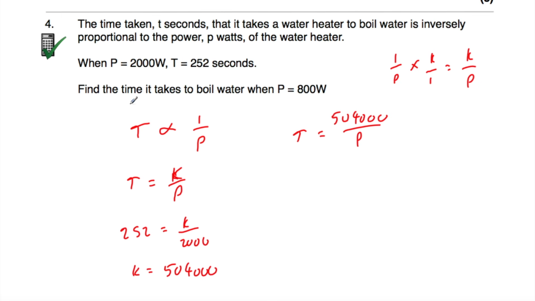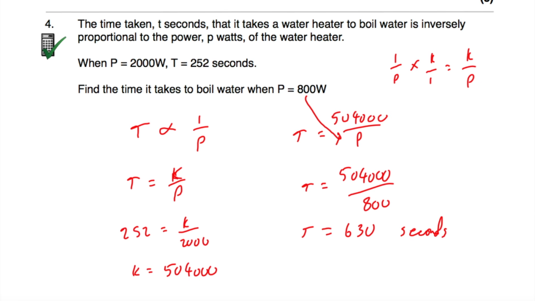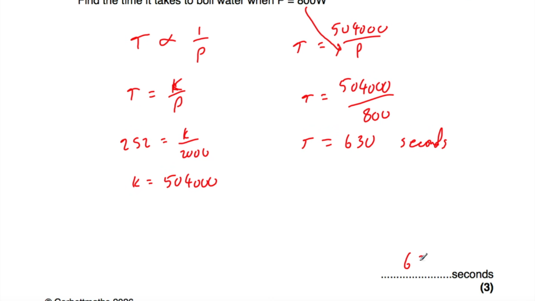So the question says, find the time it takes to boil water whenever the power is equal to 800 watts. So we're going to substitute the 800 into here, and we're going to get that the time taken is equal to 504,000 divided by 800. And when we do that, we get an answer of 630. So the time taken would be 630 seconds, and that's it. So let's write that down, 630 seconds. So our answer is 630 seconds.